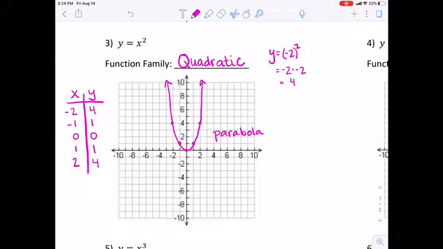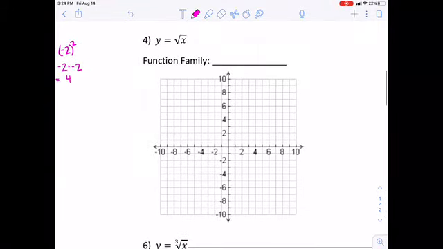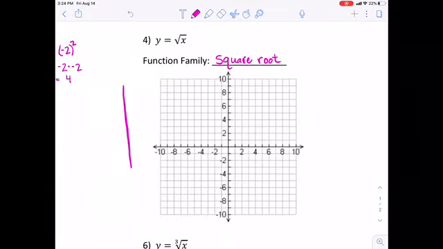All right, well then if we look at the next problem, number 4, we have that y equals the square root of x. And as you might guess, that means that this function family is called the square root family. So once again, to graph it, I'm going to go ahead and make a table, but I notice that in this case, I'm taking my x values and finding their square roots. Since I don't know the square root of -2, I'm not going to put it on my table.